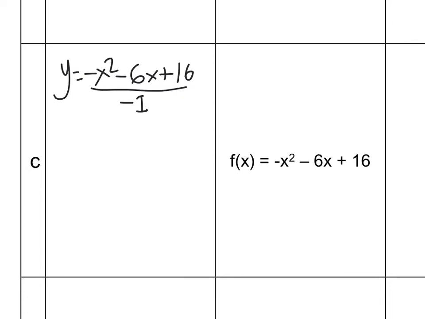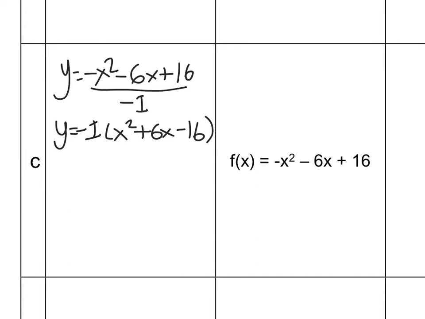And there's no variable that I can pull out of this equation. The 16 has no x with it. So all I can take out is that -1. So we'll start with that. You take that -1 out, and then your expression becomes x squared plus 6x minus 16.